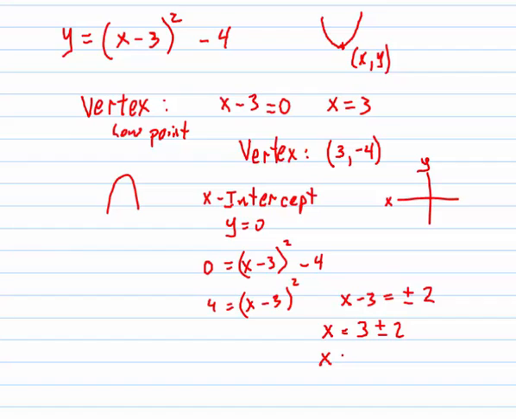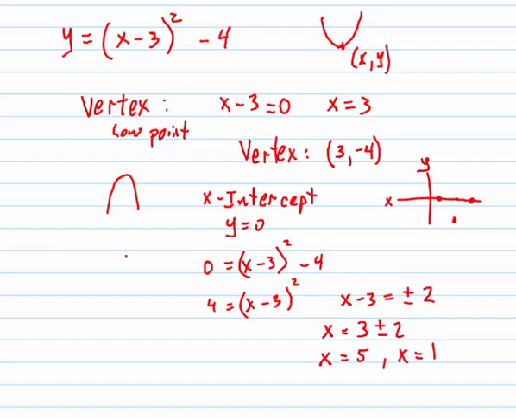So we have x-intercepts of 3 plus 2, which is 5, or x is equal to 3 minus 2, which is 1. All right. And so if we have a graph here, we have the x-intercept at 1, and say at 5 here, we have the low point, or the vertex, down here at 3, right in the middle there's 3, and minus 4, say, is down here.